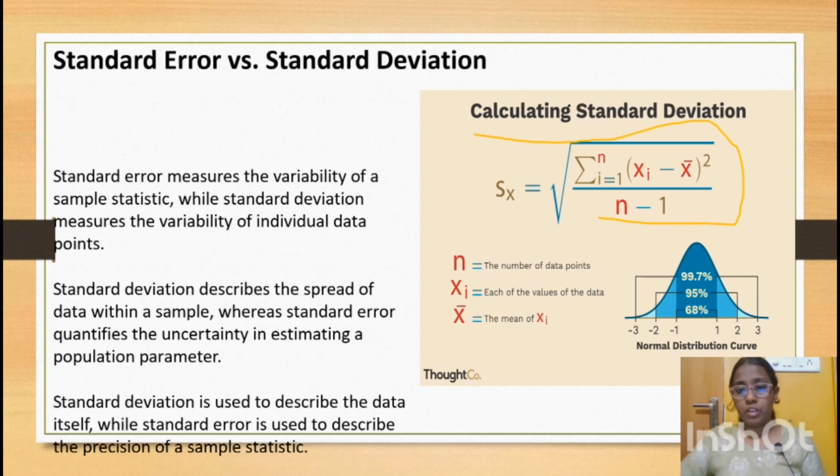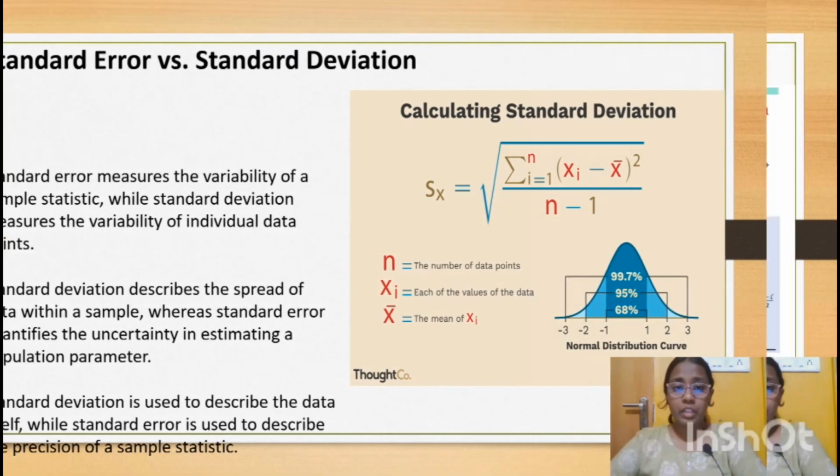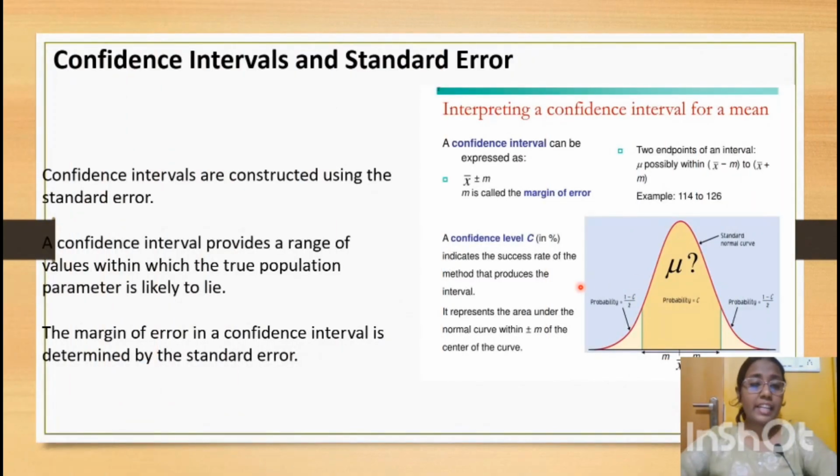This formula you can use to calculate your standard deviation. So there's also the normal curve given here, the normal distribution curve. Go through this. Let us go to the next slide. Okay, the next slide is on confidence intervals and standard error.